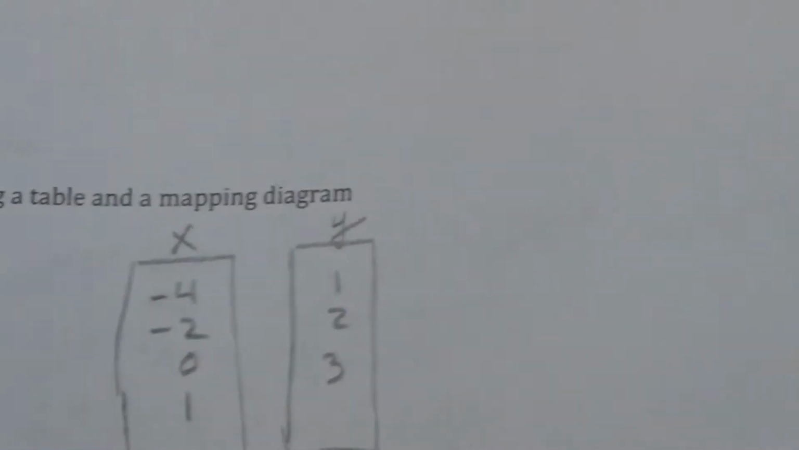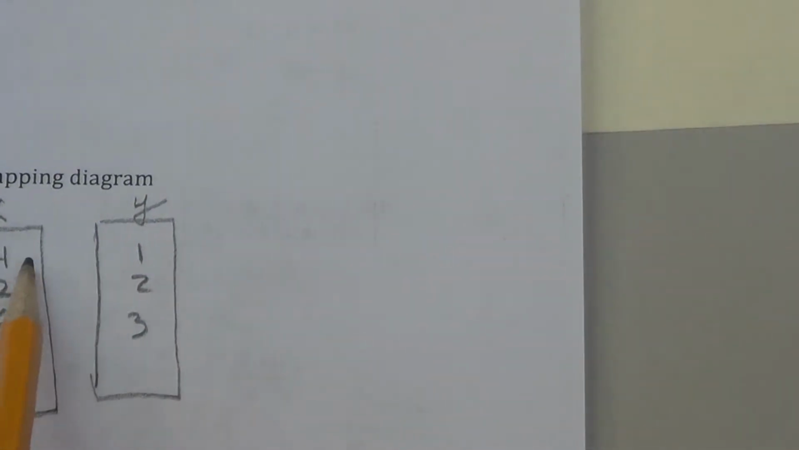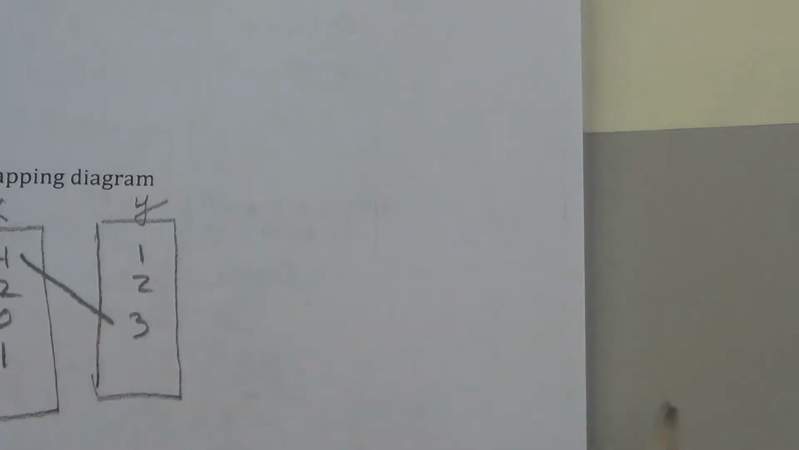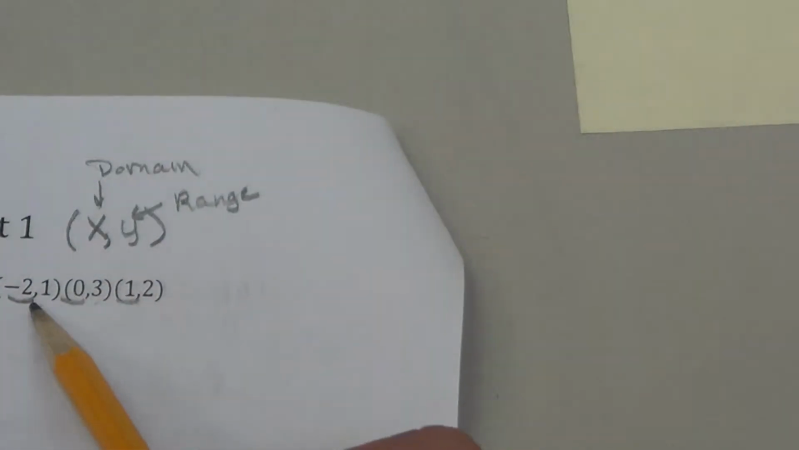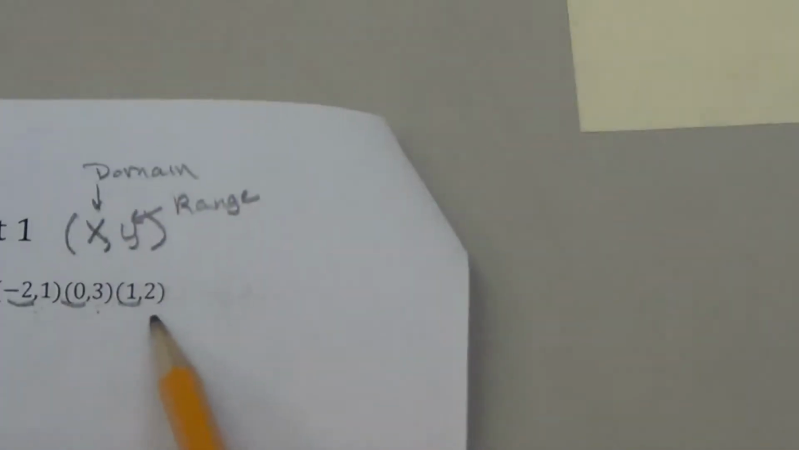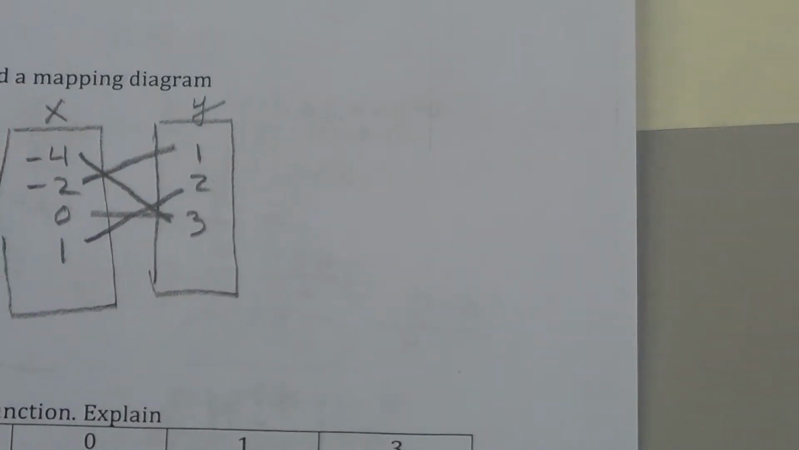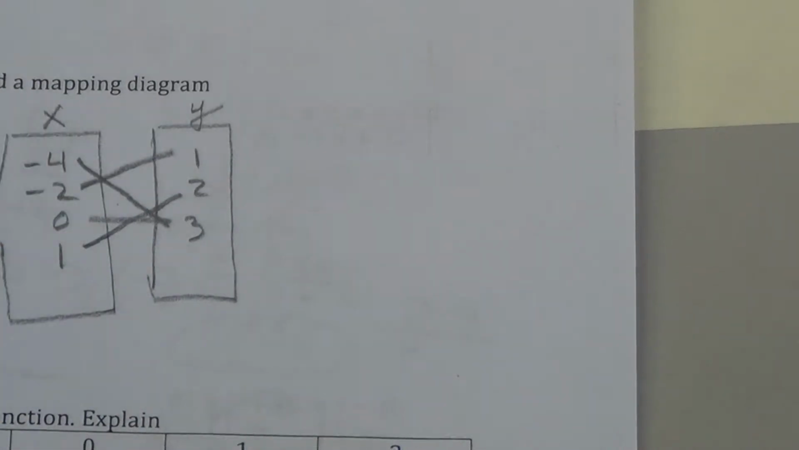Now, you have to look at your pairs. -4 was matched with 3, so in your map, you need to draw a line connecting them. Your pair was -2, 1. In your map, connect -2 and 1. 0, 3, connected like that, and 1, 2, connected like that. Okay? Now I'll show you in a minute what it looks like if that's not a function, but this does happen to be a function, and we'll talk about that in just a minute.